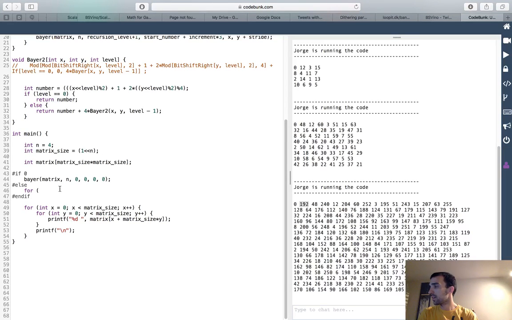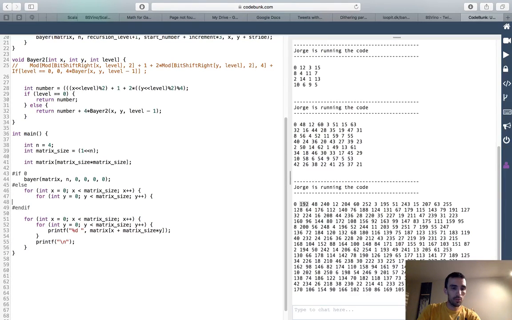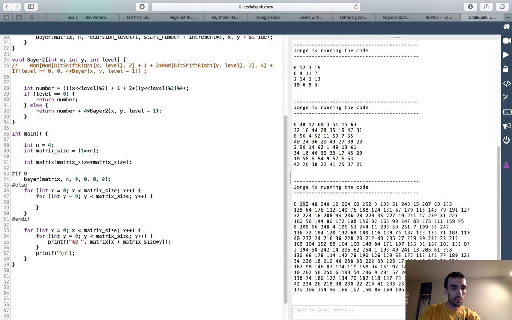Yeah. It's like, oh, it's Mathematica. Oh, I've never used that syntax before. Yeah, so I think what we're doing here is we're looping over each one, and we're setting the matrix at this point, the value at this point should be Bayer 2 of x, y. But what do you put for level though? I don't know what to put for level here. Something. Okay.